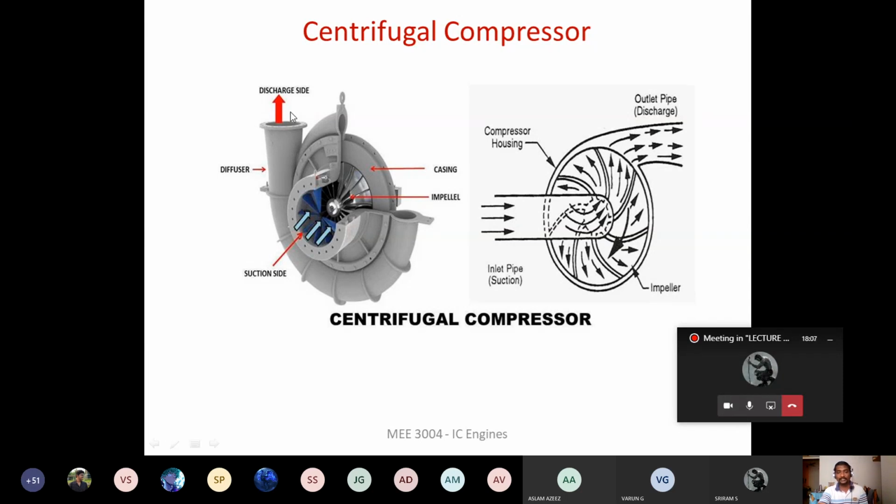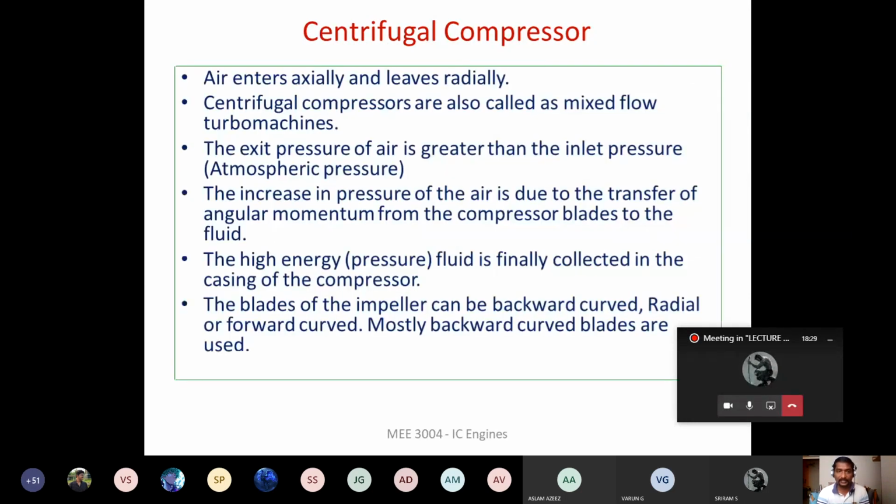So in the case of the diffuser section, kinetic energy is going to get converted into pressure energy. High pressure fluid is going to come out from the centrifugal compressor, right? If it is a CI engine, high pressure air. If it is an SI engine, then it is going to be a high pressure charge that is going to be supplied to the engine for combustion. Okay, so you can have a centrifugal compressor, right?